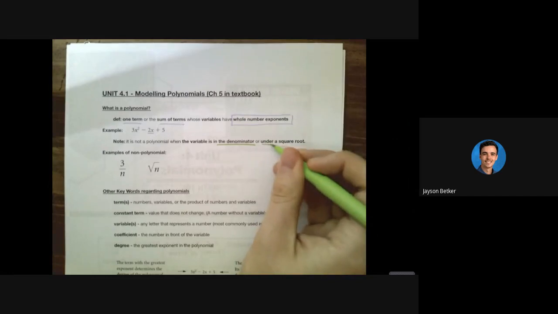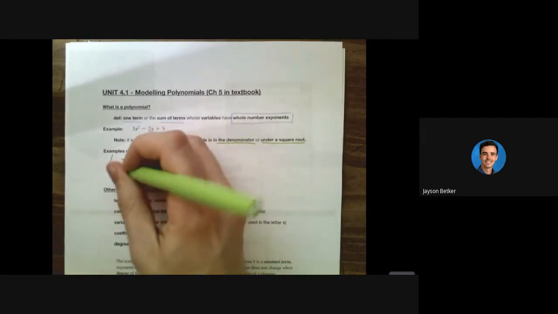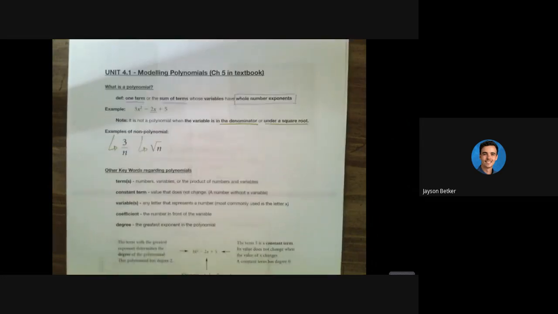Note, it is not a polynomial when the variable is either in the denominator or under a square root. And a square root is just being raised to 1/2. That kind of makes sense anyways. So here are some examples of non-polynomials right here. If we have a square root inside of our terms, or if we have a fraction inside of our terms, that means that we have a non-polynomial going on.